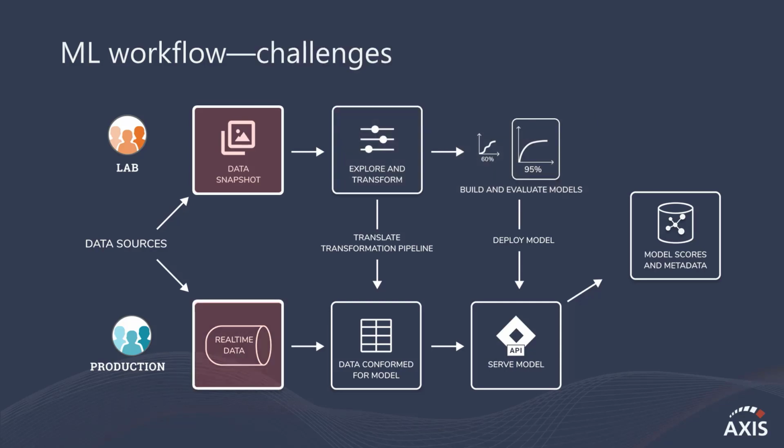Additionally, by taking a one-time data snapshot, you do see a bifurcation in those data streams. And what that can lead to over time is drift between the data that's serving your model and what was used to build your model.